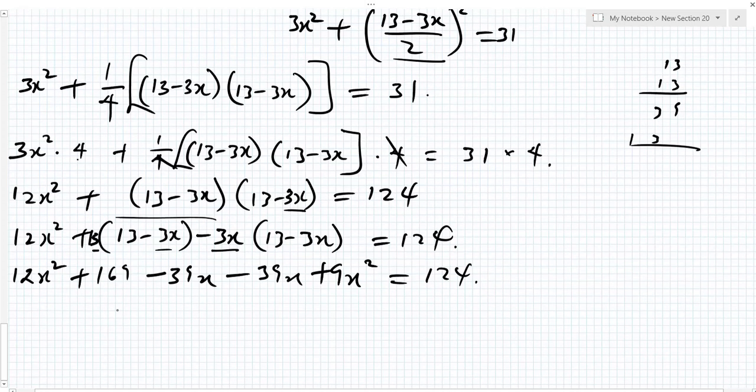Now let's add the like terms. But before I add the like terms, let me add minus 124 to both sides.